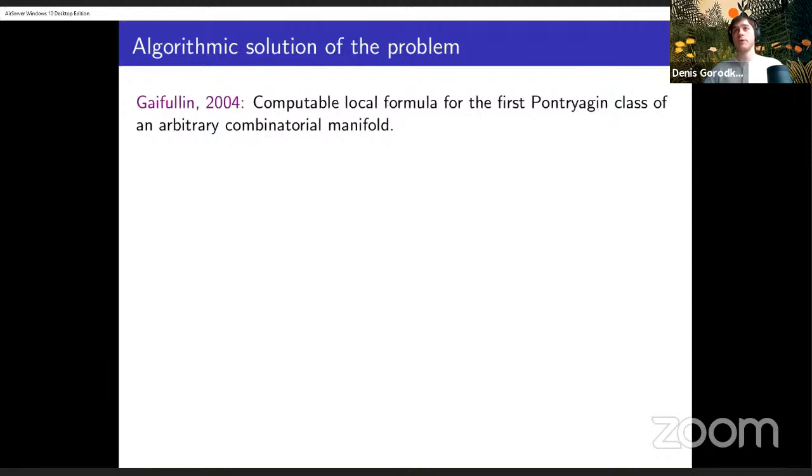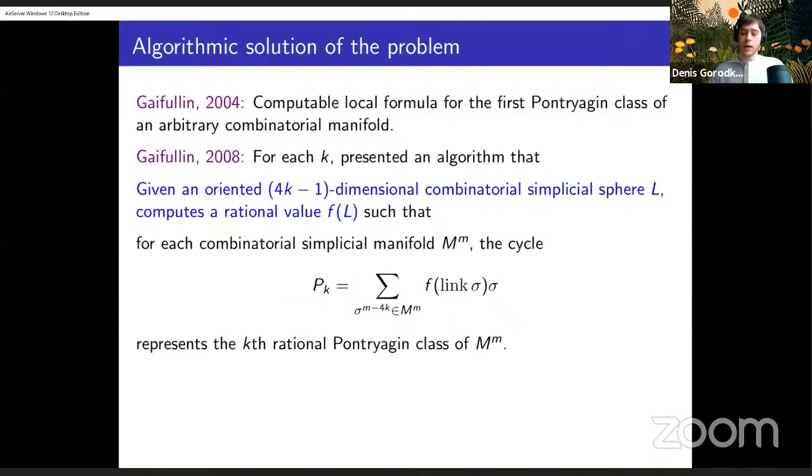From the point of computing and an algorithmic solution to the problem and having an explicit formula that would work for an explicit case, I think that the first formula where explicit computations are possible is the formula due to Professor Gaifulin in 2004. And it is a computable local formula for the first Pontryagin class of any combinatorial manifold. So the manifold does not have to admit any smooth structure, for example. So it's any combinatorial manifold.